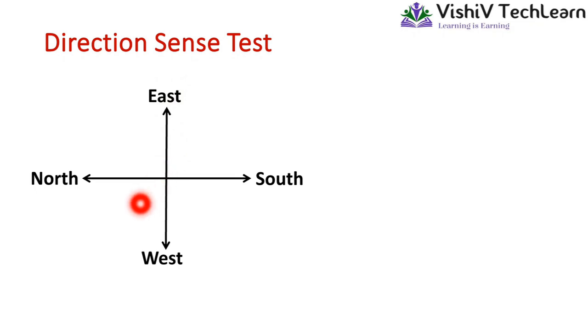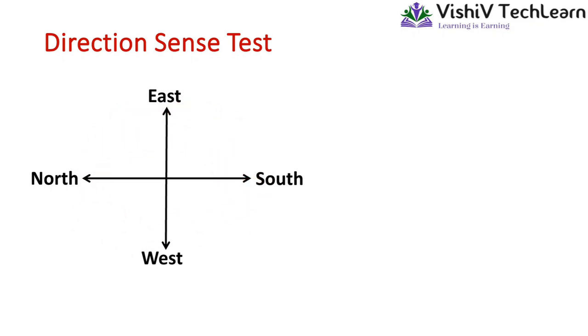We all know that these are the four main directions we have: east, west, north and south. If we consider north at the top of the paper, then at the bottom there will be south. And if we consider east at the top, there will be west at the bottom. Now if we consider east at the top and west at the bottom, then on the left side we have to consider north and on the right side we have to consider south. This is how the sequence of directions will be fixed.